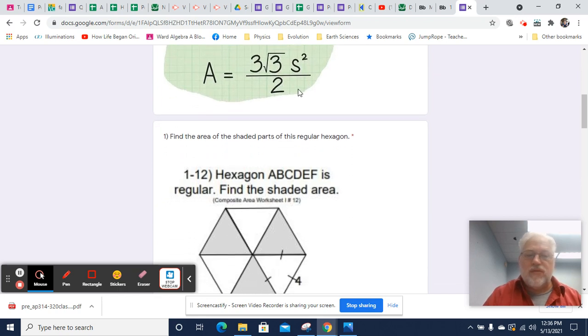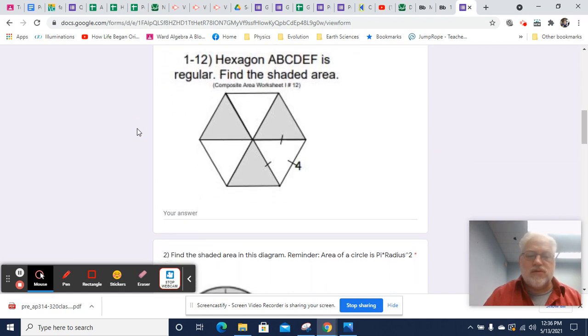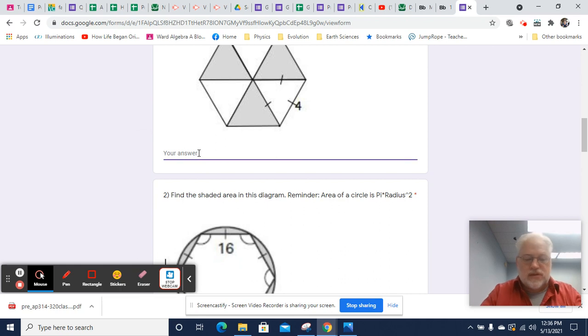We're going to get half of that, which is going to change that 2 into a 4. So it's going to be 3 root 3 over 4 times side squared. So let's do that. It's going to be 3 square root of 3 times 4 squared divided by 2, and then, of course, we're going to multiply that times 1/2.